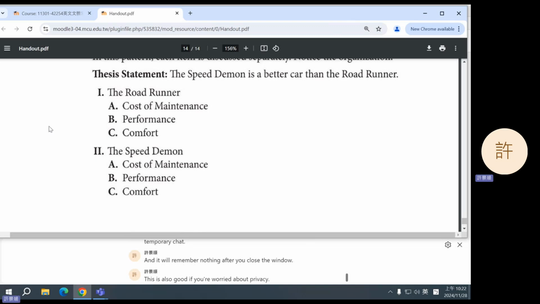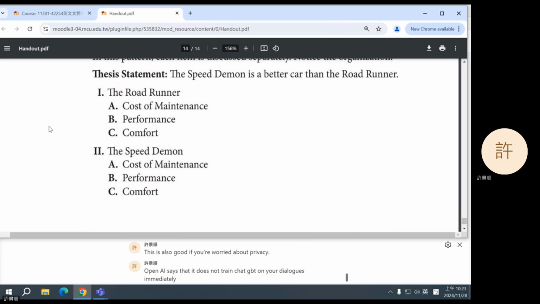OpenAI says that it does not train ChatGPT on your dialogues immediately. But I think after 30 days or something, your chats will be added to a database and later on AI may use it for training. So if you're worried about your privacy, you can use a temporary chat so that it remembers nothing. That's what I do.